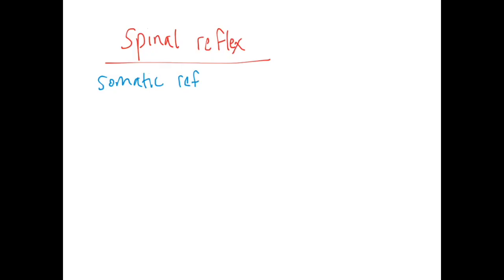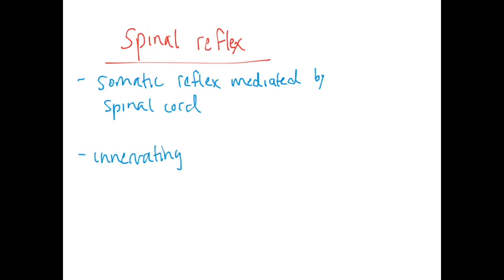So what are we going to look at? We're going to look at these spinal reflexes. Well, what's a spinal reflex? This is going to be a somatic reflex, so we're going to be causing activation of skeletal muscle automatically mediated through the spinal cord. So somatic, or the skeletal muscle. And remember, we're innervating skeletal muscle versus smooth or cardiac.